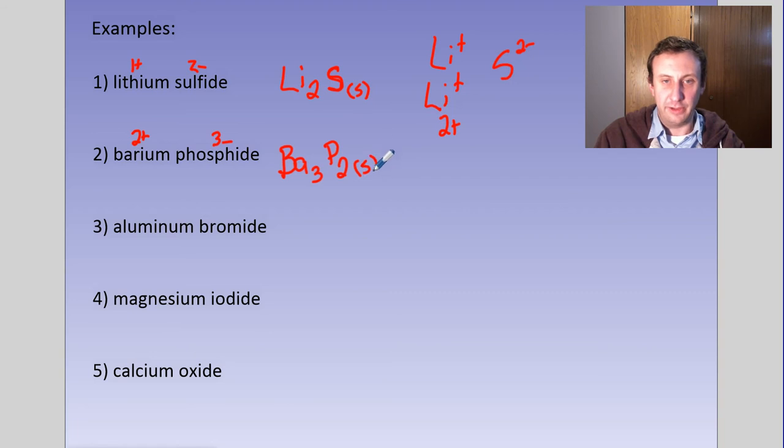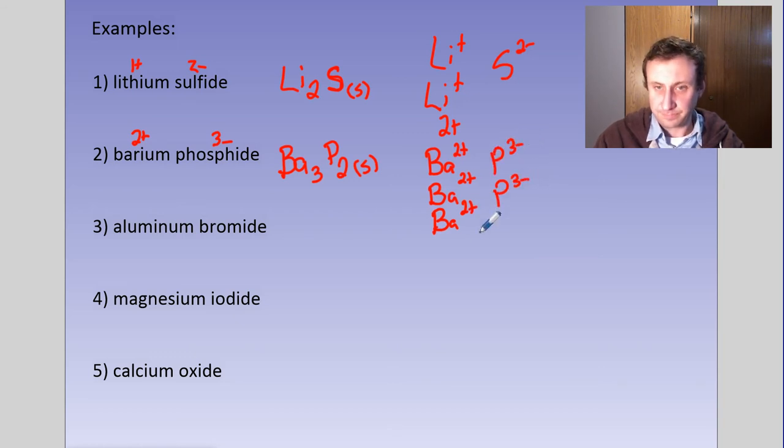Ba3P2 solid. And the reasoning is 2 positive times 3 gives me 6 positive, and 3 negative times 2 gives me 6 negative. So that's the first point where I can make the positive and the negative charge equal. To give you this representation again of what this looks like, I would have in the crystal lattice 3 barium ions for every 2 phosphide ions.